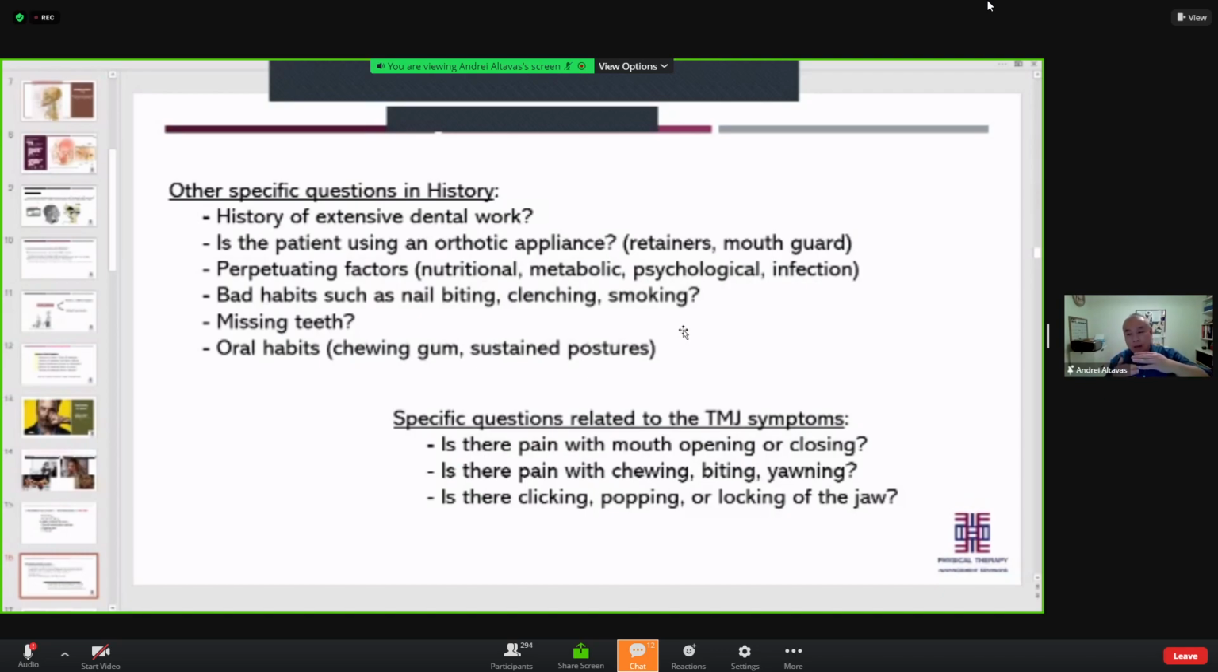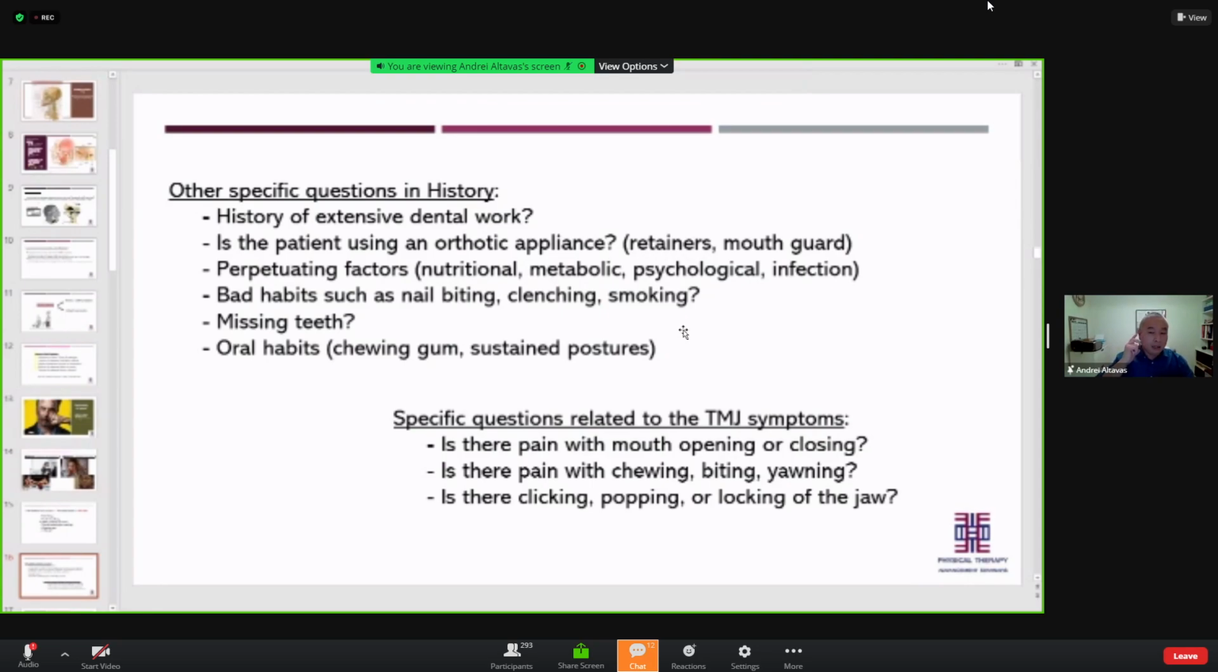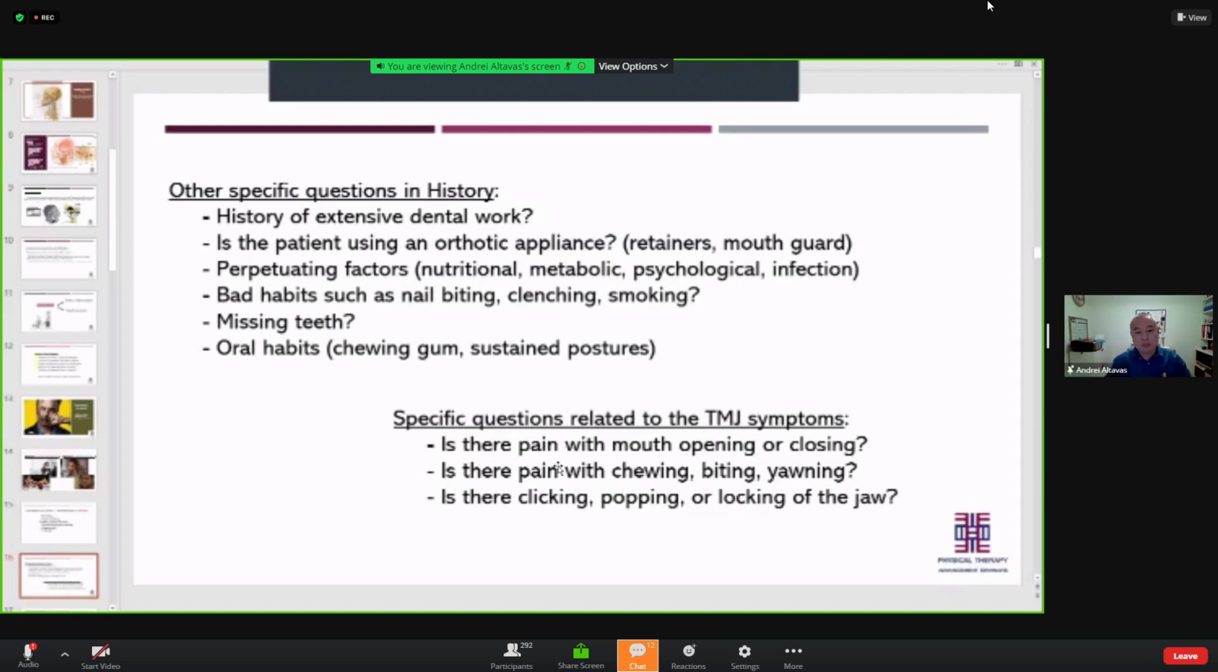I think there's a biomechanical reason for that. If you lose a molar on your upper jaw, they'll have to remove the lower molar as well so that you don't have unopposed forces when we chew food or close our mouth. Oral habits could also be chewing gum and sustained postures. This is very important in terms of looking at the entire picture of our patient profile. Observation of the posture.